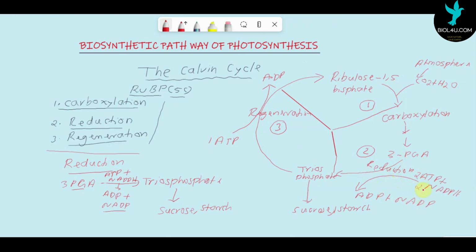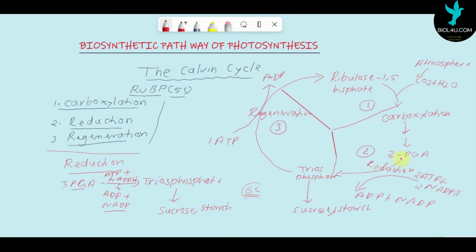2 NADPH are required. It is probably to meet this difference in the number of ATP and NADPH used in the dark reaction that cyclic phosphorylation takes place. Okay, so to make 1 molecule of glucose, glucose containing 6 carbons, the cycle must operate 6 times. So 6 carbon dioxide molecules enter. When each cycle operates, 1 carbon dioxide enters, so 6 times the cycle operates, and it produces the 6 carbon sugar, that is glucose.